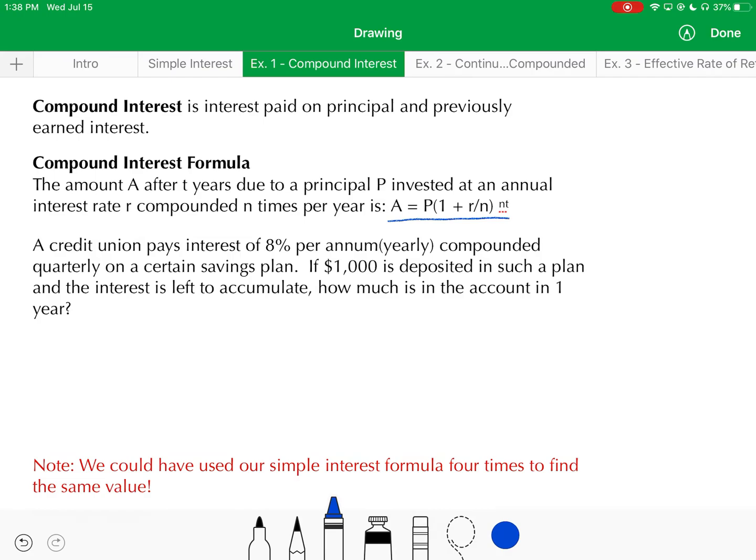Okay, so let's identify the different pieces of information here. This 8% per annum, that's my R value. I want to express it as a decimal. Okay. If I'm compounding quarterly, that means 4 times. So N equals 4, and then my initial deposit was $1,000, so that's my principal.